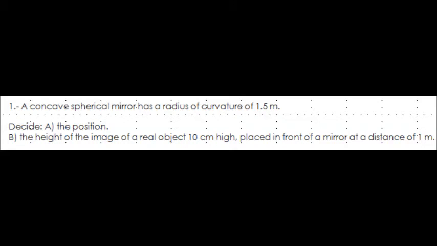A concave spherical mirror has a radius of curvature of 1.5 meters. Find the size, letter A, and the position, letter B, of the image of a real object, 10 centimeters high, placed in front of the mirror at a distance of 1 meter.